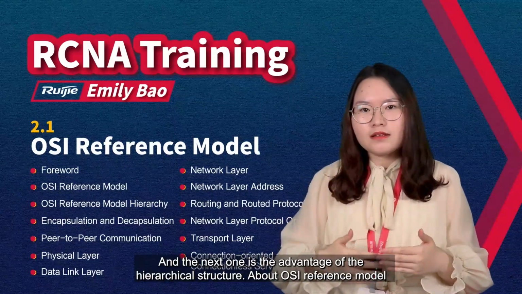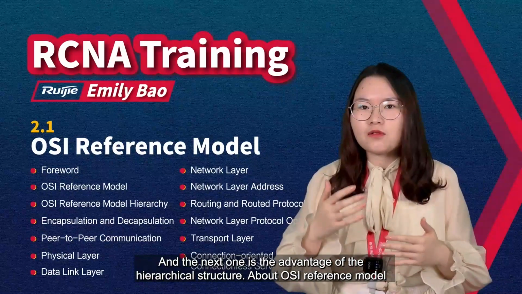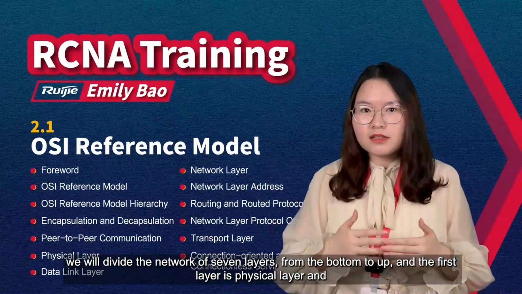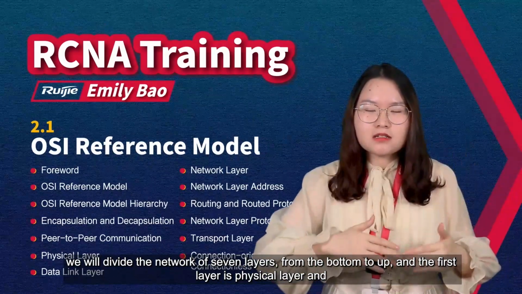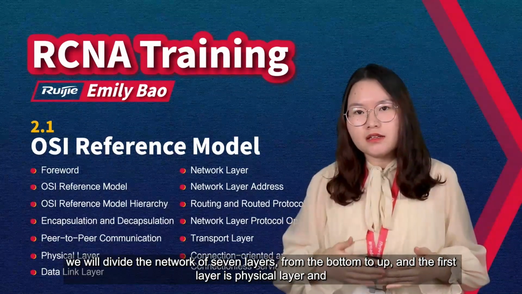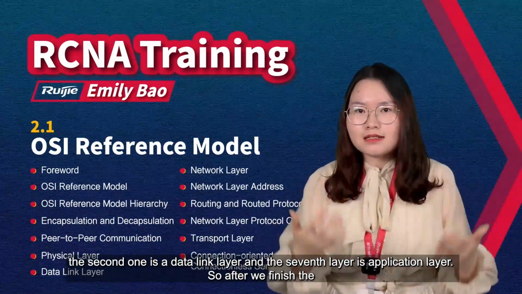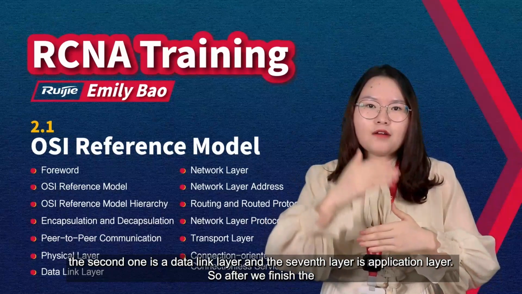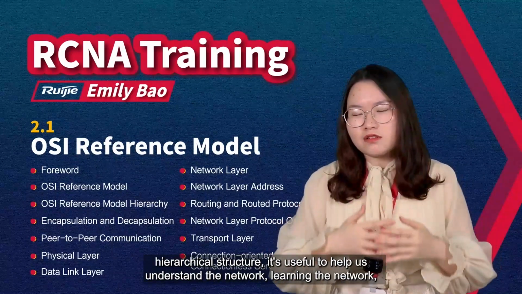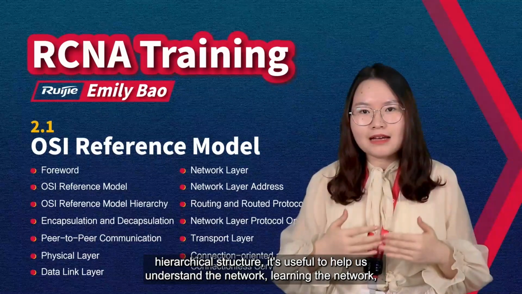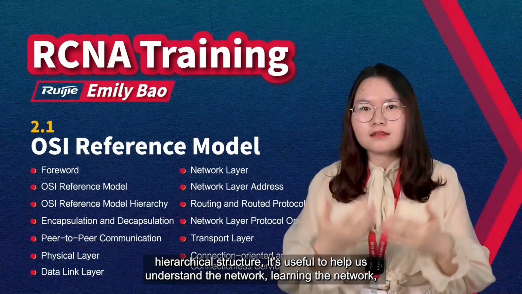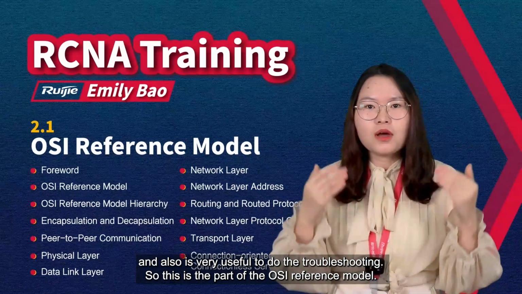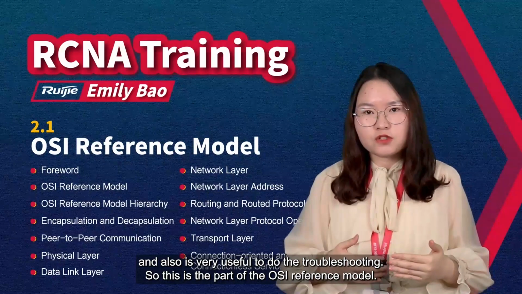And the next one is the advantage of the hierarchical structure. In the OSI reference model, we divide the network into 7 layers from the bottom up. The first layer is the physical layer, the second is the data link layer, and the seventh layer is the application layer. After we establish the hierarchical structure, it helps us understand the network, learn the network, and it is also very useful for troubleshooting. So this is the OSI reference model part.